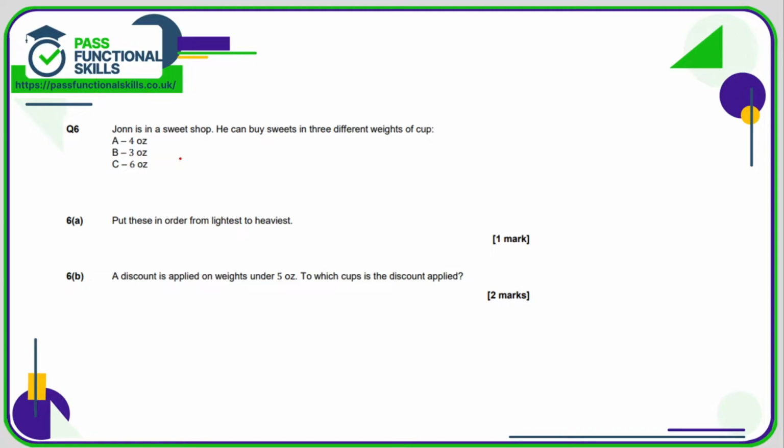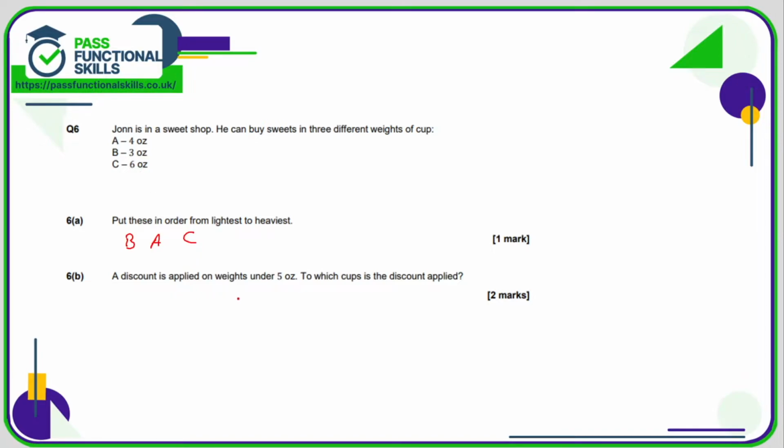Question number 6. Again, this is still no calculator. We haven't been able to use a calculator at all yet. So we want to put these in lightest to heaviest. So what's the smallest number? Well, B. 3 is less than 4 and 6. 4 is less than 6, so A next, then C.